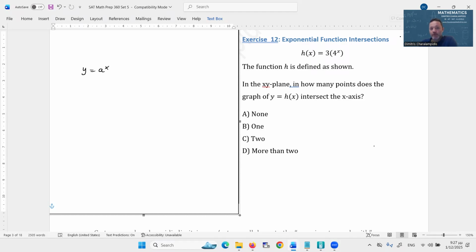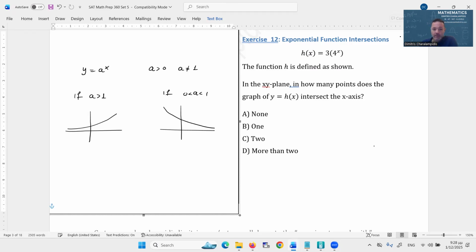It's a to the power of x. Here, my only restriction is that a should be greater than 0 and not equal to 1. If a is greater than 1, then the graph would look like this. If a is between 0 and 1, then my graph would look like that.